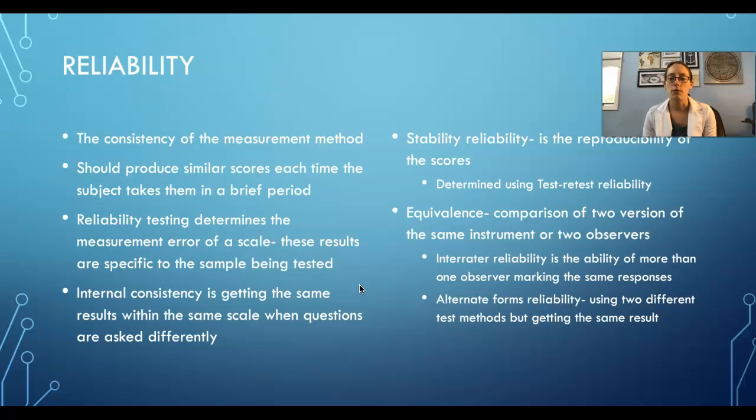So alternate forms of reliability means we use 2 different test methods, but we get the same result. So maybe I did a verbal survey over the phone, and maybe the other person did a computer survey. We should get the same results out of those 2.